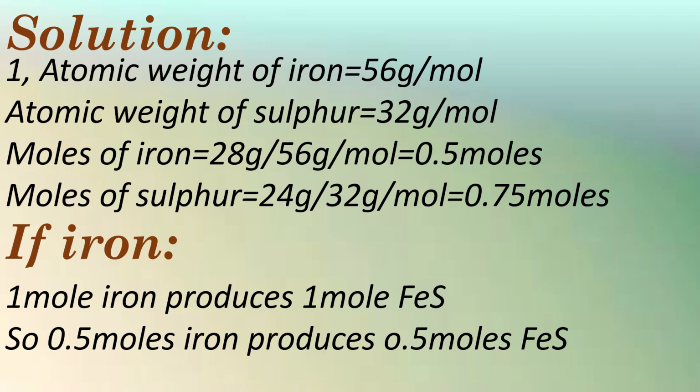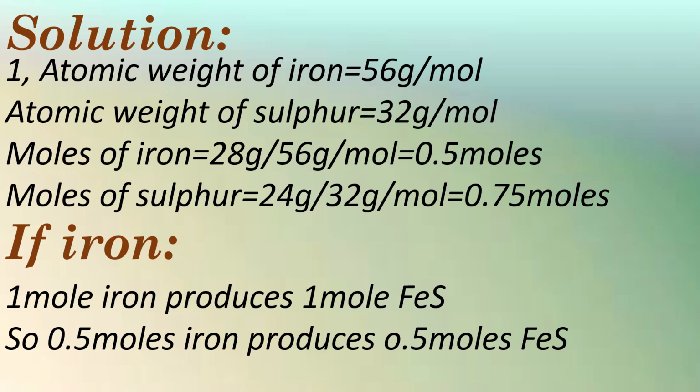Now we have calculated the moles of iron and sulfur. Since we have to identify the limiting reagent, either iron or sulfur, the moles of iron and sulfur are calculated as 0.5 moles and 0.75 moles. Now we will have to detect which of them is the limiting reagent. First we will take iron.